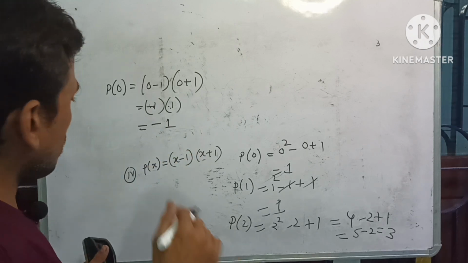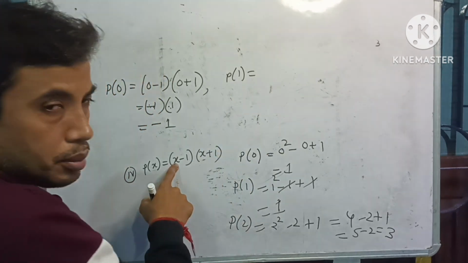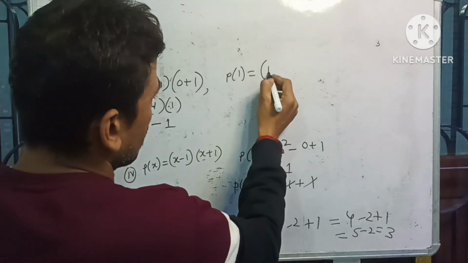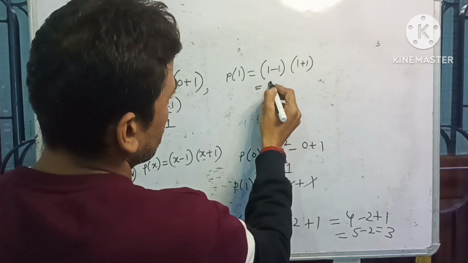Okay? Now you need P1. P1 means we replace x by 1. So we write 1 minus 1, 1 plus 1. That means 1 minus 1, 0.